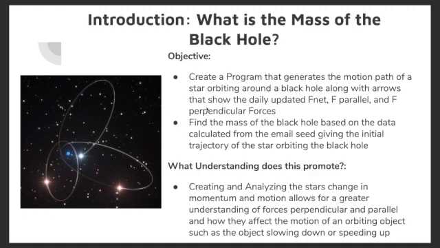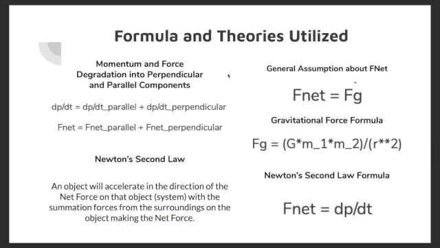Now, what are we supposed to understand from this experiment? That creating and analyzing the star's change of momentum and motion allows for greater understanding of the perpendicular, parallel, and centripetal forces, and how they affect the motion of an orbiting object, such as the object slowing down, speeding up, or remaining constant. Formulas and theories utilized include the momentum and force formulas in both perpendicular and parallel components, with momentum and force parallel.